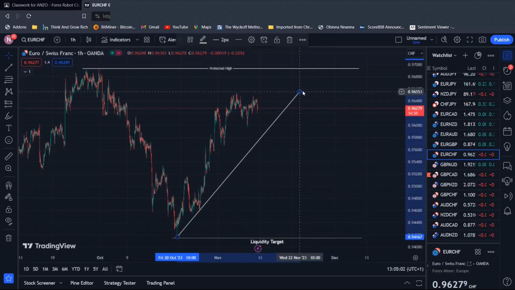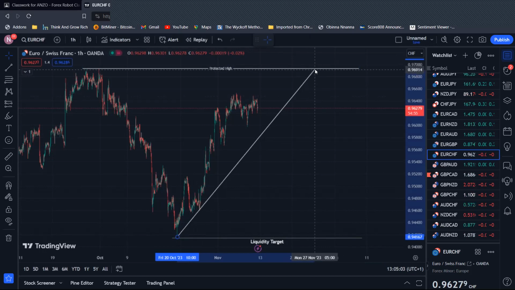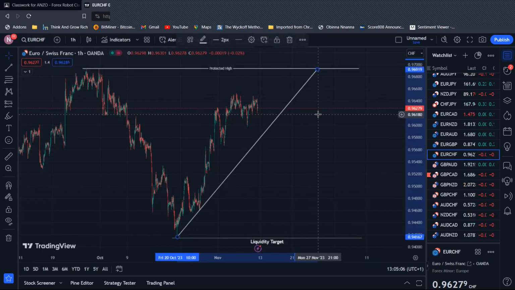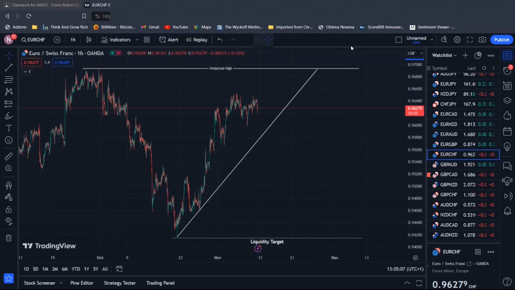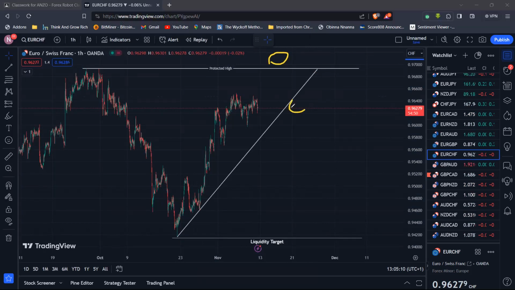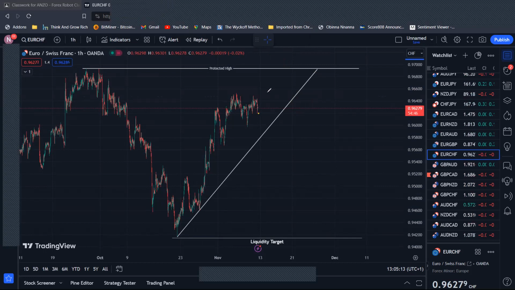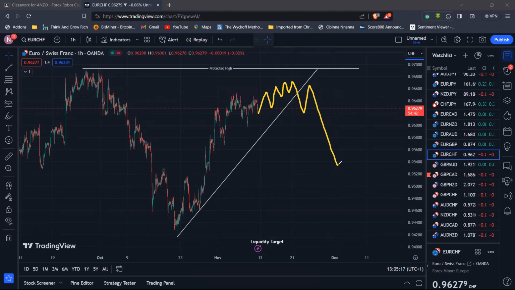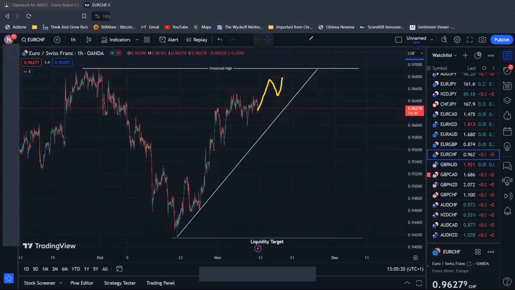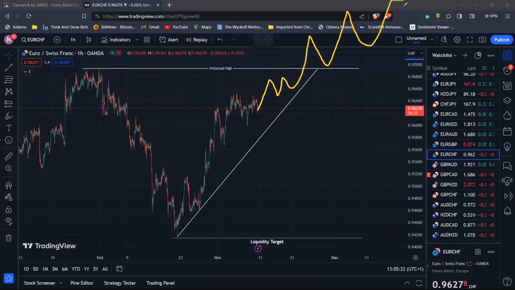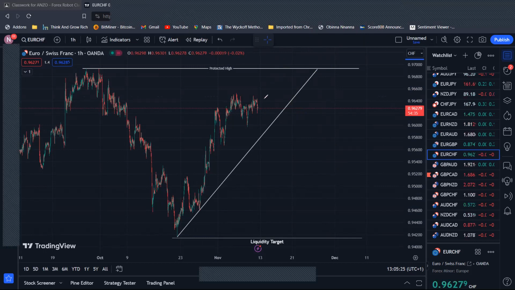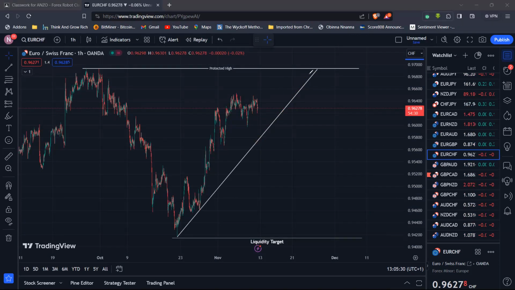Now, you can see that this is a terminal pattern. By terminal pattern, I mean it has to come to an end at some point. Price is either A, going to close above here, or B, going to close below the trend line. Either price continues to do this and breaks, or price does this and breaks. So right now, I'll just be watching and waiting to see price close below this trend line.